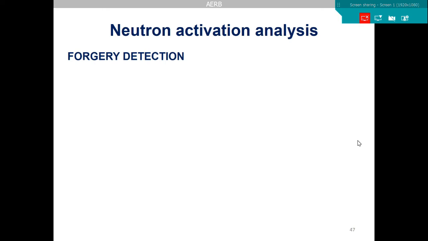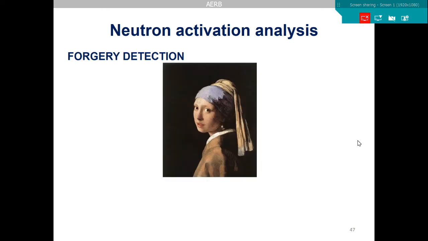This forgery detection, I'm sure all of you recognize this portrait. This is called Girl with a Pearl Earring. It was painted by a Dutch painter, Johannes Vermeer, that was his name. He lived in the 17th century.